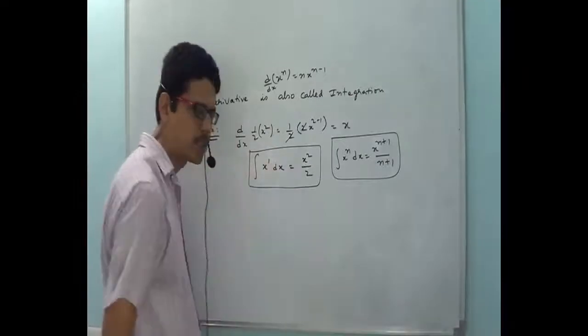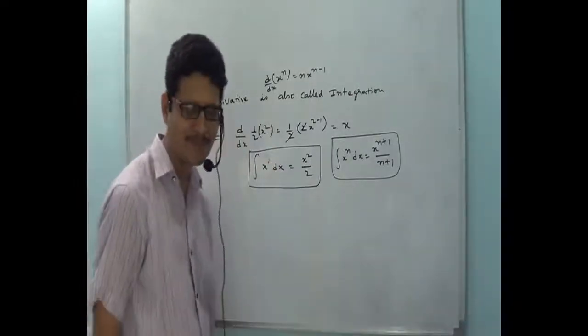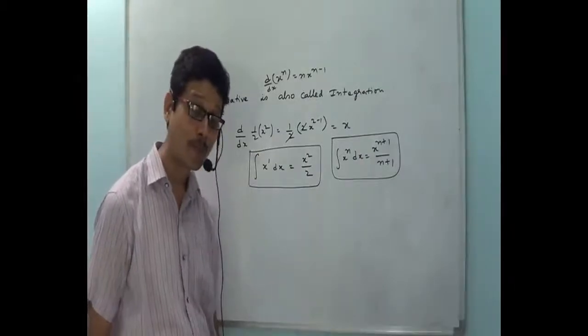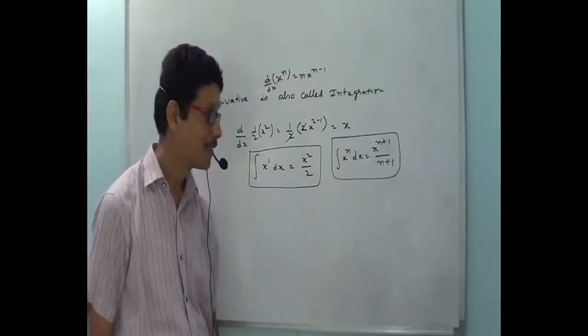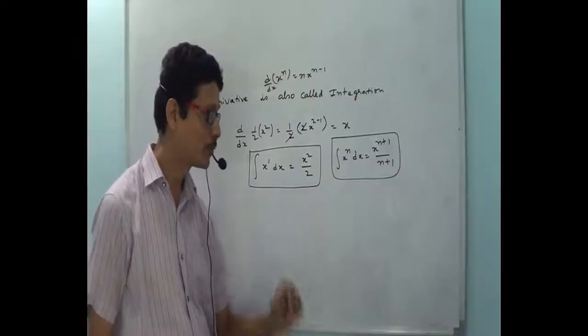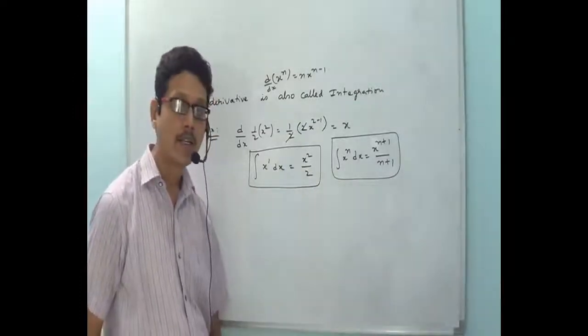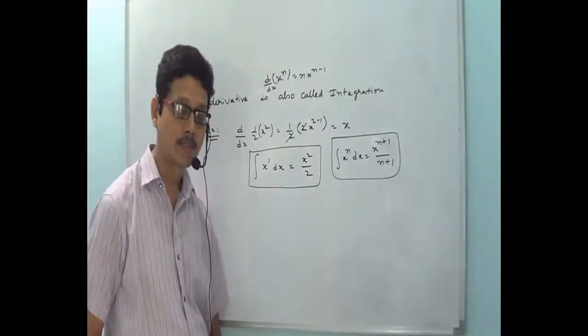Here this is integral x power 1 dx, and x power 1 plus 1 by 1 plus 1, that is x square by 2. Okay, this is the general formula you have to remember: integral x power n dx.